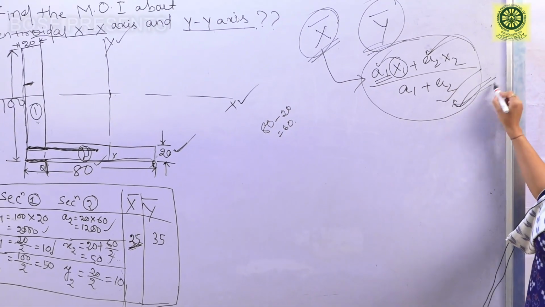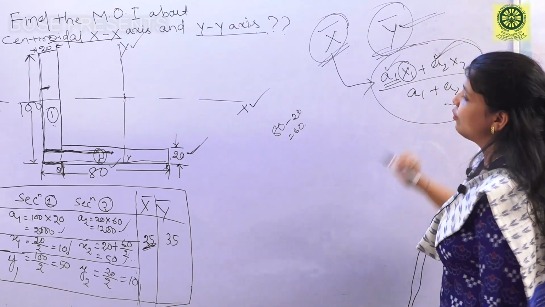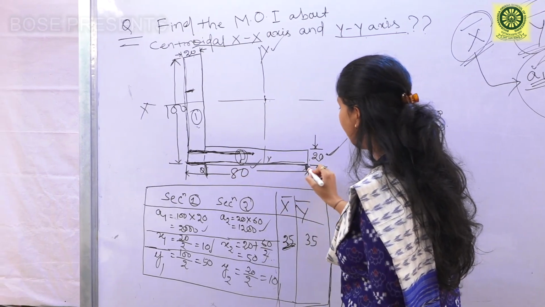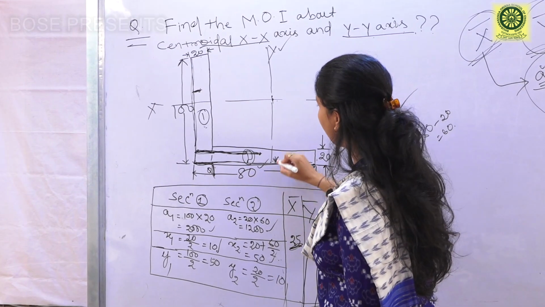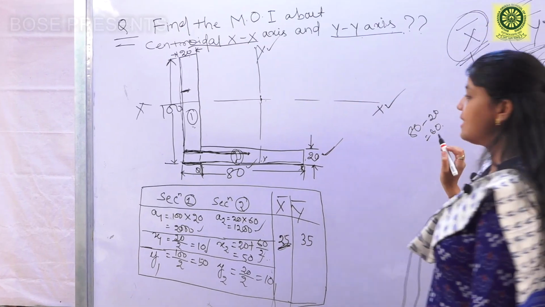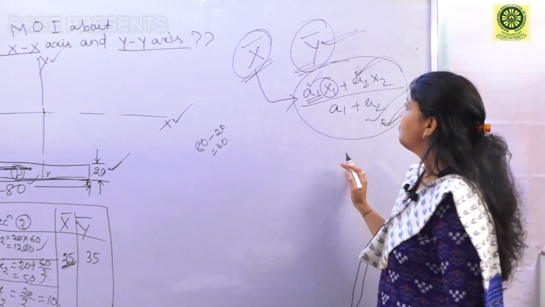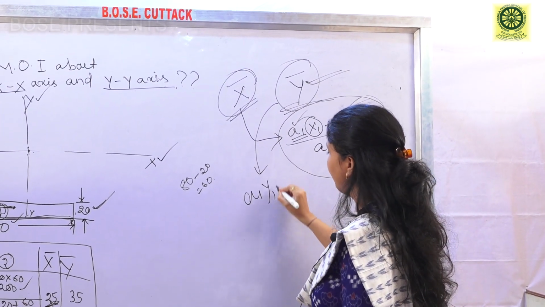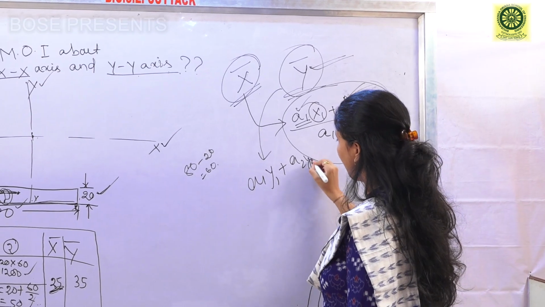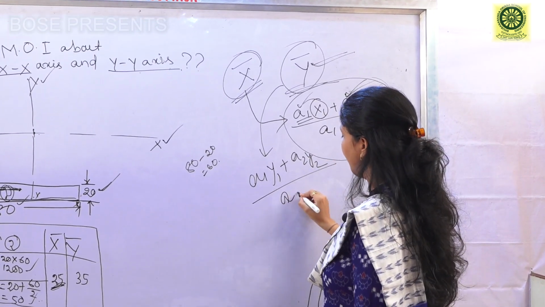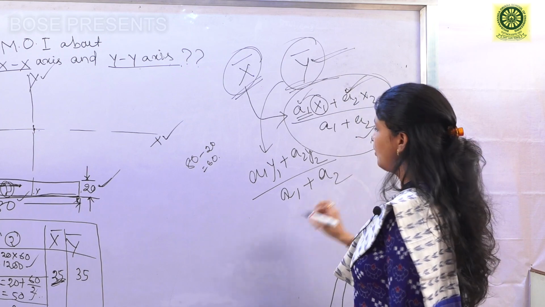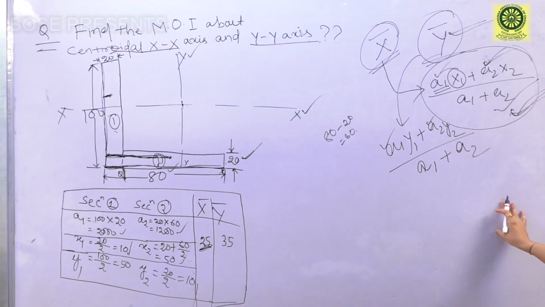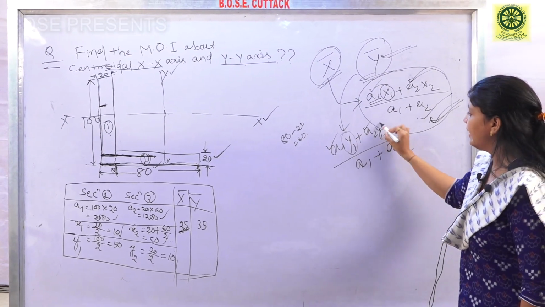Now come to y bar. For y bar I have taken this bottommost line as our reference line. From this bottommost line I have to find out the distance of the centroid, that is our y bar. The formula for y bar is also a1 y1 plus a2 y2 divided by a1 plus a2. So a1 and a2 are 2000 and 1200.